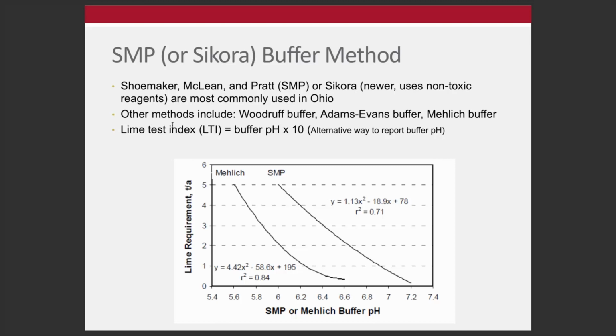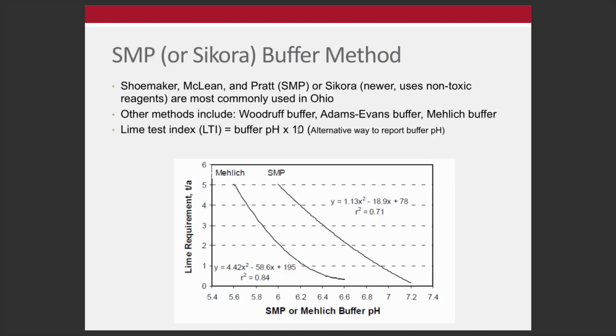Caveat, kind of older nomenclature, but LTI, or Lime Test Index, is essentially the buffer pH times 10. I actually kind of prefer this because it helps draw any confusion away. If you've got a pH of 6.5 versus a buffer pH of 65, it helps differentiate those. But that's really fallen out of favor in the last, say, 10 or 20 years. And so most people don't really report Lime Test Index. They just report it simply as buffer pH.